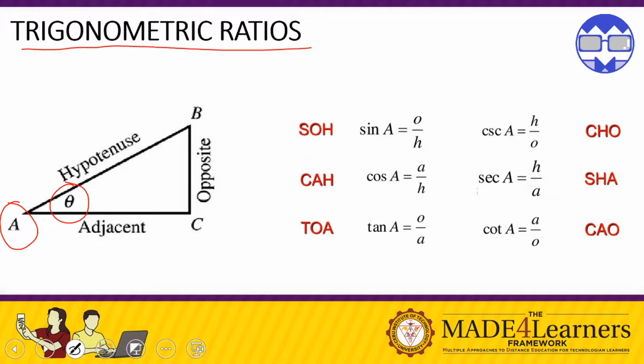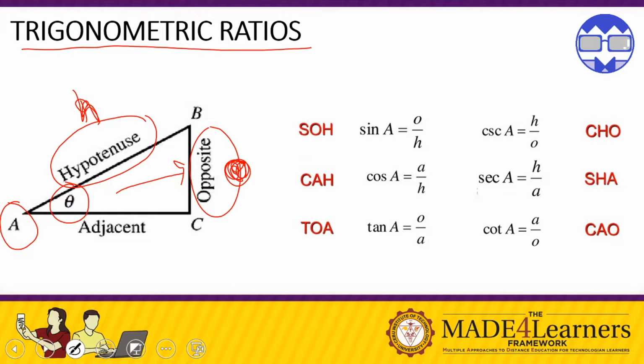Opposite of the angle, we have the opposite side. Then, of course, we know that the longest side is the hypotenuse. We can denote the hypotenuse as small letter C and the opposite as small letter A, or let's just have O and H for our illustration: opposite and hypotenuse.